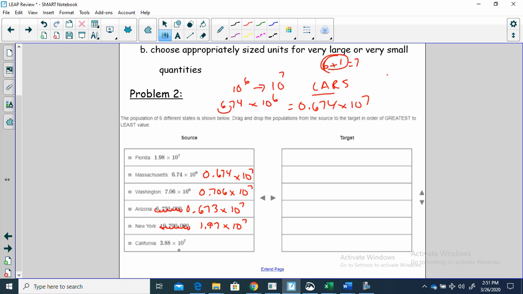Now, California, 3.88 times 10 to the 7th. Everything's on 10 to the 7th, right? Okay, now if we look at all these, the 3.88, California, goes at the top. The next one we've got is 1.98, which would be Florida. Times 10 to the 7th, 1.97, that would be New York. Okay, the next one, 0.7, that would be Washington, 0.7 times 10 to the 7th. And then we've got 0.674, 0.673. 0.674 would be bigger, right? Massachusetts. And then the last one would be Arizona.